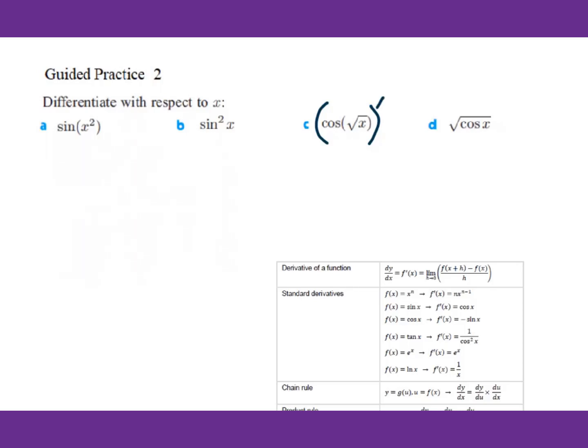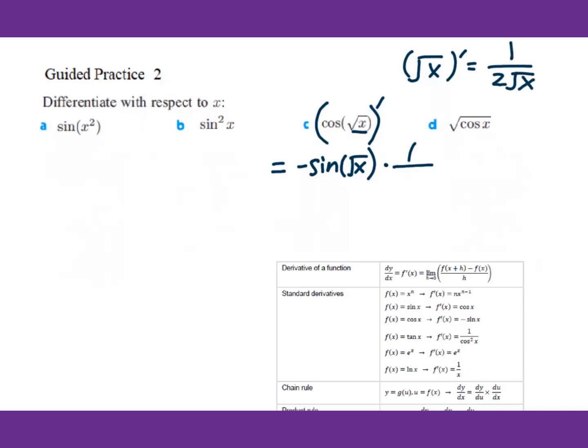Derivative for cosine square root of x. First of all, this is a trigonometry function, so you will get negative sine square root of x. Then you have to do the derivative for this square root of x. That will be 1 over 2 square root of x. So times 1 over 2 square root of x equals negative sine square root of x over 2 square root of x.